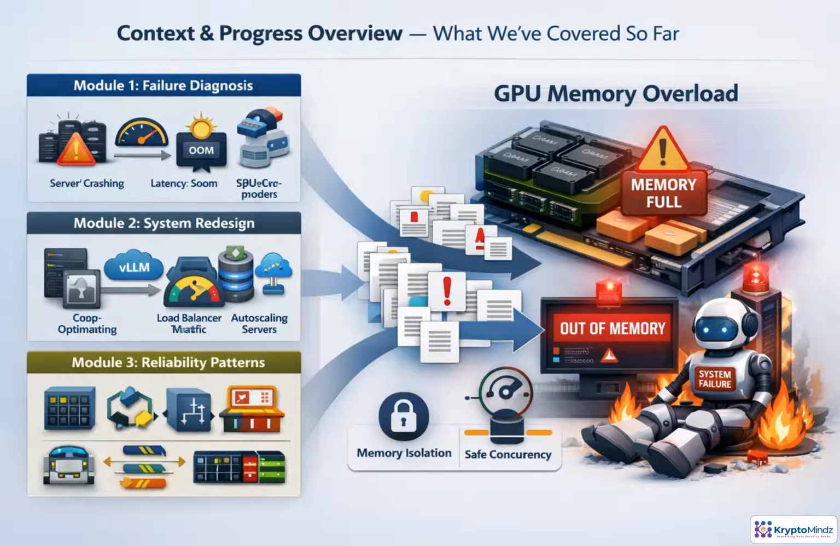So far, we've moved from diagnosing production failures to redesigning the serving stack to adding reliability controls such as caching, breakers, deadlines, and load shedding. Now we address a failure that can still take down the system: GPU memory overload. The focus is isolation and safe concurrency, setting us up for observability in Module 4.